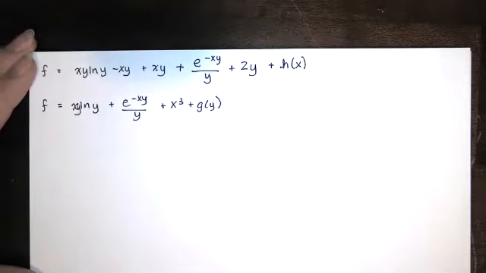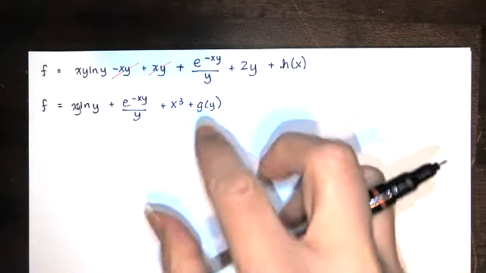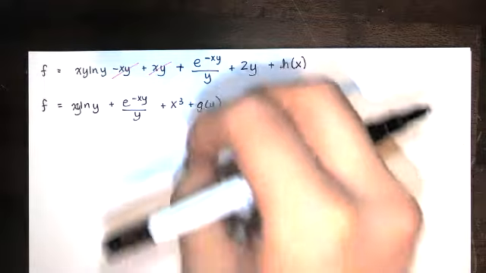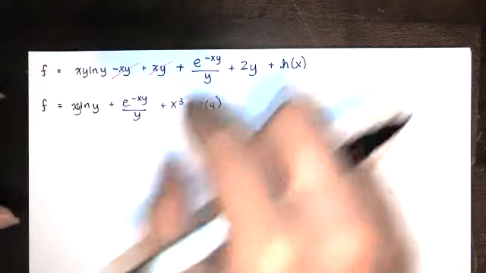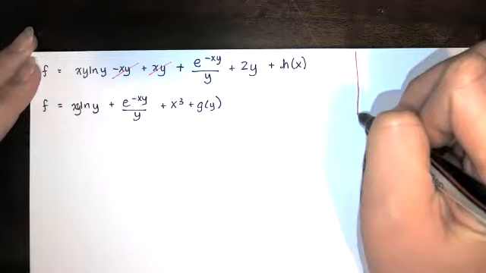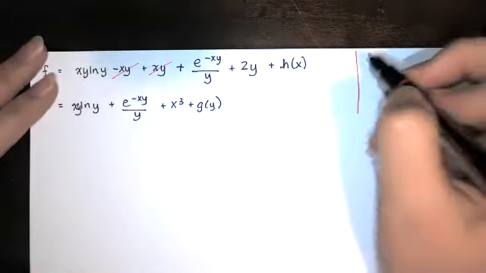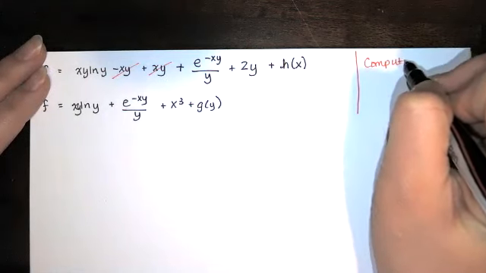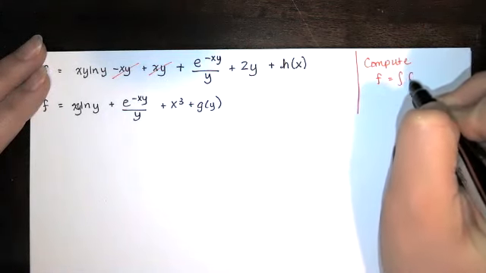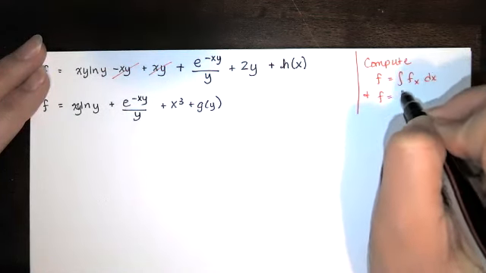So we want to see what matches here. Both of these are f, and those two reduce. This one has a g of y that we don't know, and this one has an h of x that we don't know. We want to use matching to figure out what g of y would have to be and what h of x would have to be. So after we have completed that, we found f in two different forms. We need to compare these to find f in general.